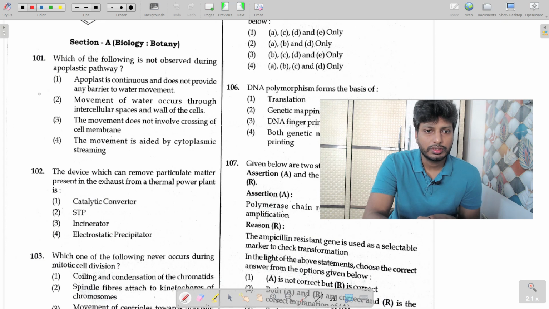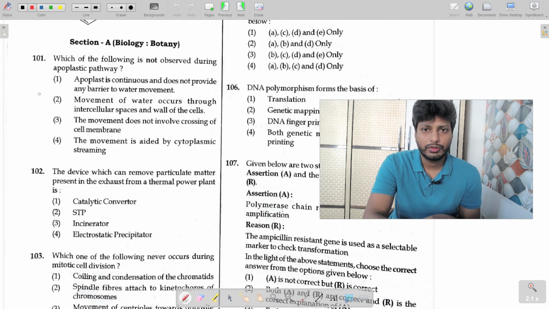Now, dear students, this particular question, if you recollect, is from the chapter Plant Water Transport. So this is from the 11th standard NCERT biology textbook, from Paper 1, that is the botany section. So this is a good question: which is not observed during the apoplastic pathway?